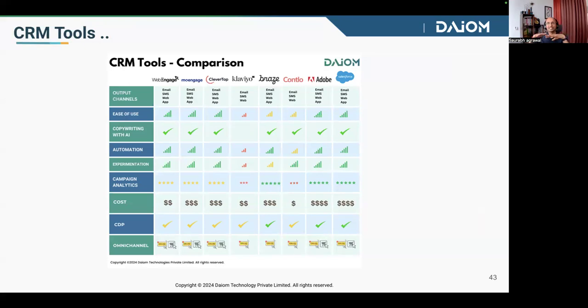Adobe, Salesforce. सब में मोटा मोटा है. Web Engage, Mo Engage, CleverTap are the most popular tools which a recently big size company in India use. मेरे ख्याल से क्लावियो ब्रेज और कॉन्टलो में शायद वीक है, क्लावियो और ब्रेज में नहीं है, बट दोज आर मोस्टली ईमेल मार्केटिंग टूल्स.